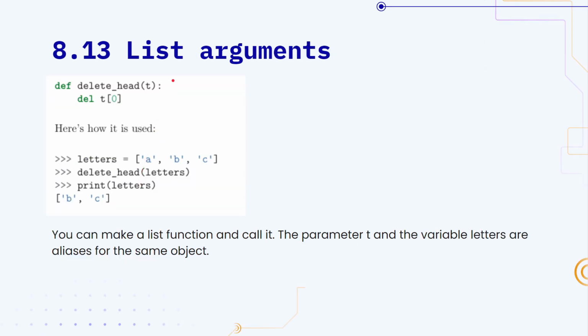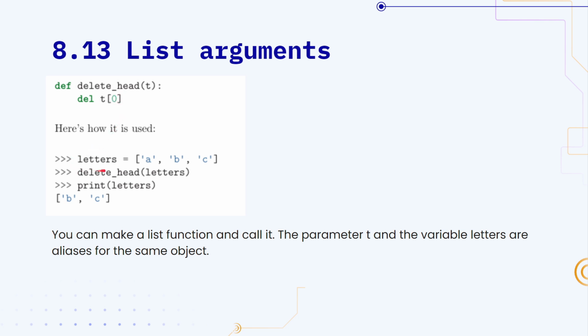So over here, we're going to create a function to delete the first item or the head of the list. And as you can see, we define delete head, and then we're going to take a parameter t, which is going to be the list. And we're going to say that the parameter t is going to delete the first item or the head of the list. So here's how it's going to work.